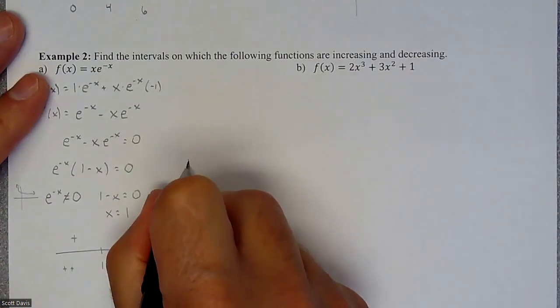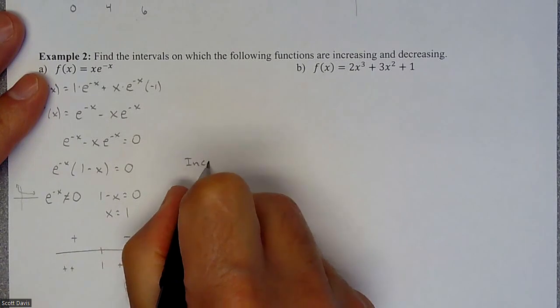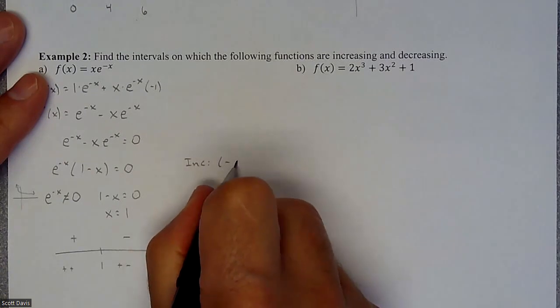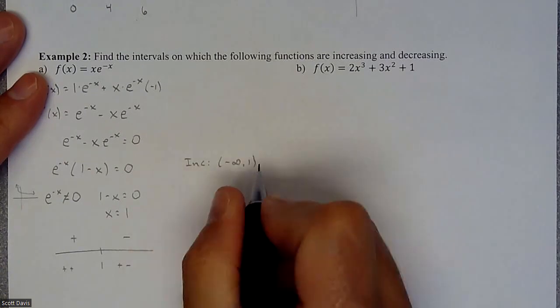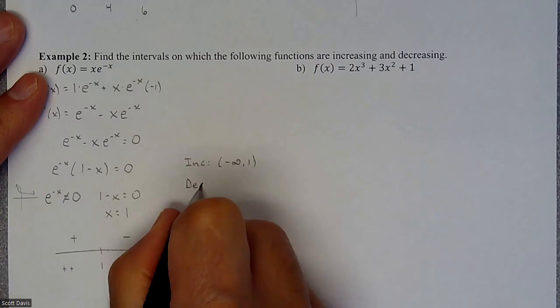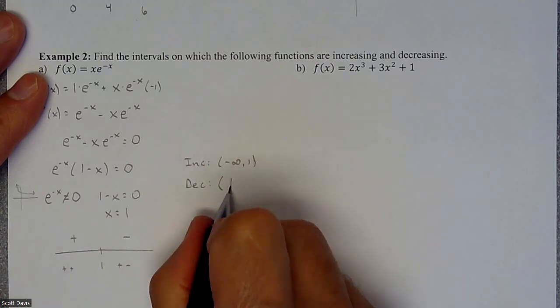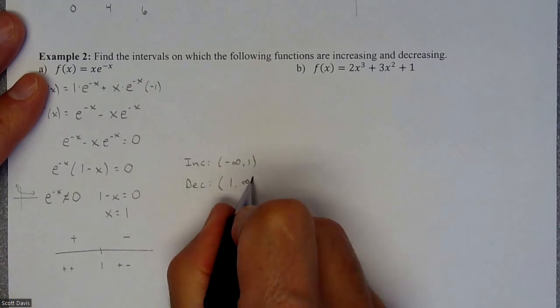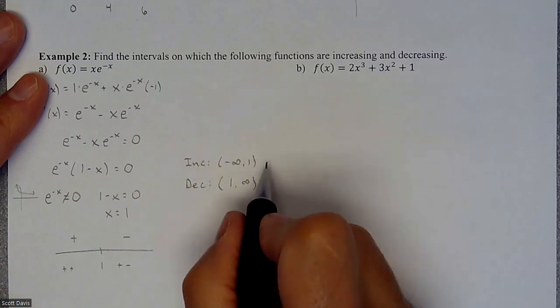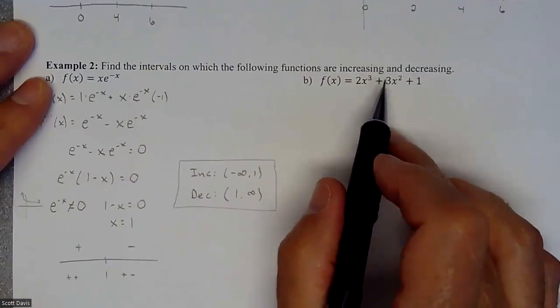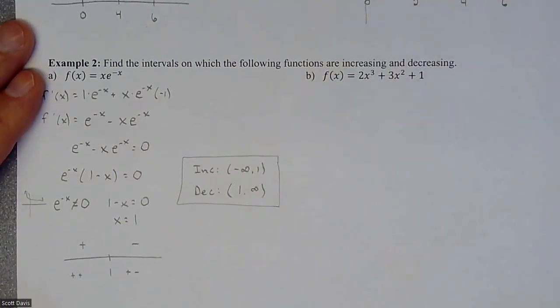Well, it's increasing when your slope is positive. So our slope is positive from -infinity to 1. And it's decreasing from 1 to infinity. All right, so that was our first example talking about increasing and decreasing intervals. Next video is going to do the second example.